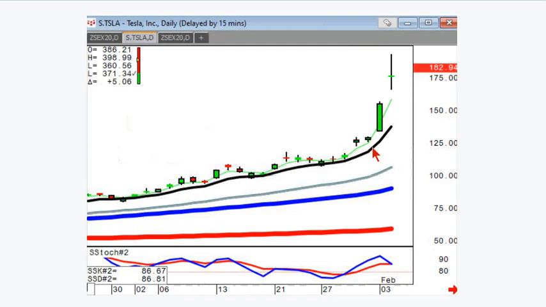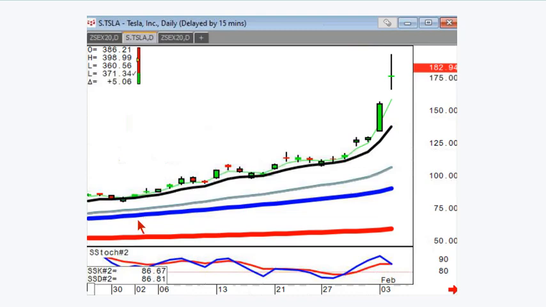Where do most people buy? They buy exuberantly at the top. Where do most people sell? They panic sell at the bottom. So how do we know when exuberance is coming into this trend? They're starting to gap up in the overbought area and starting to move away from the T line. So the caveat is, the further you move away from the T line, the higher the probability it's going to come back and test it.